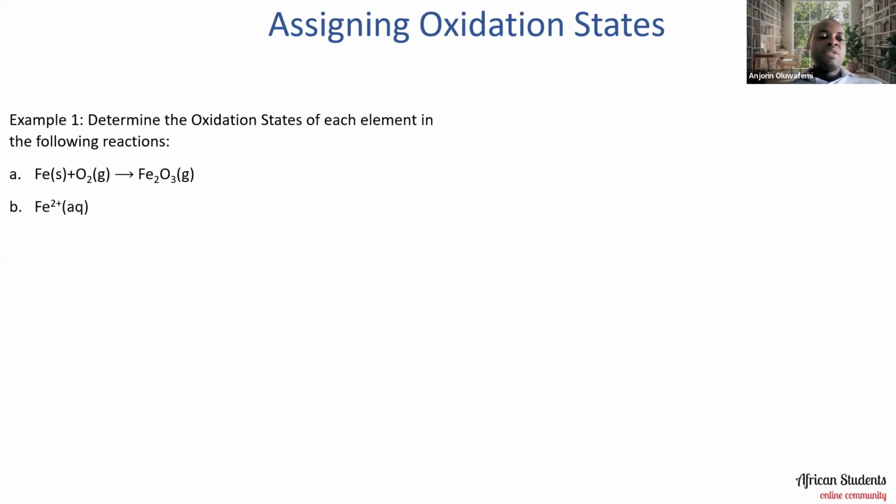Now, the second example is iron 2+. What is the oxidation state? Then you have silver reacting with H2S, that's hydrogen sulfide, to give us Ag2S, that's silver sulfide, plus hydrogen.